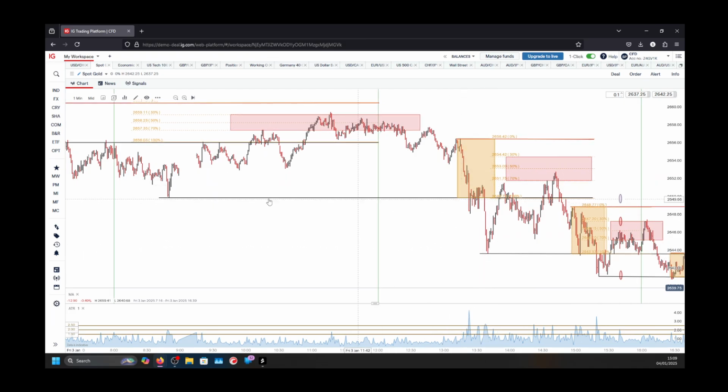Draw the fib from the low, this point, to the high, this point, marking the 70, 30 and 50%, and wait for price to come back in to go short. Now this trade didn't reach the 70%, so I wouldn't have gone short off of this one.